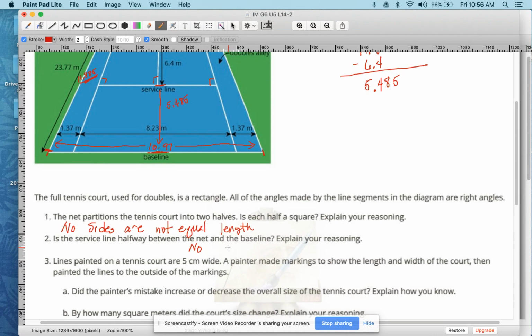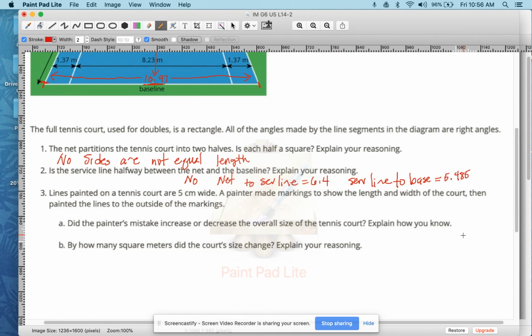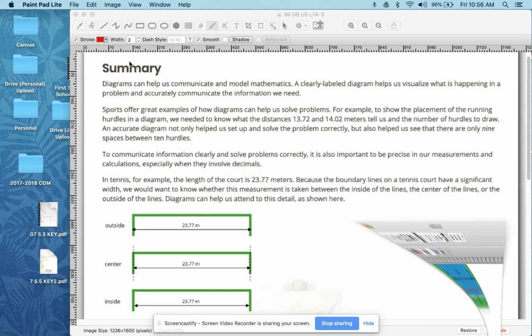From the net to the service line, it is 6.4, and from the service line to the baseline, it is 5.485. So those are not equal lengths, so it is not halfway. And like I said, we're going to skip number 3 for this video purpose. Whoops, cancel that out. Let me do this.